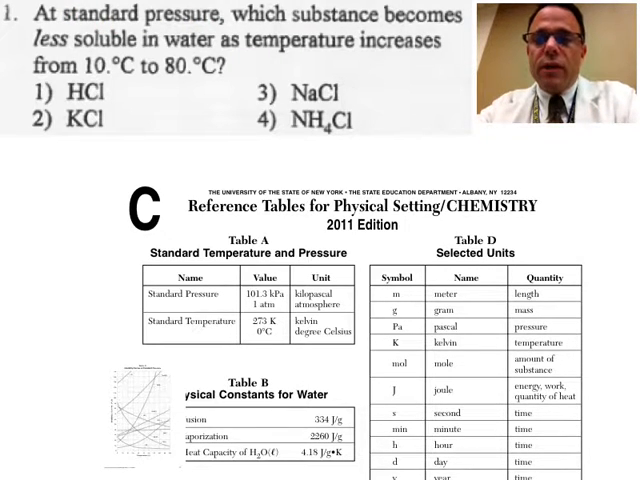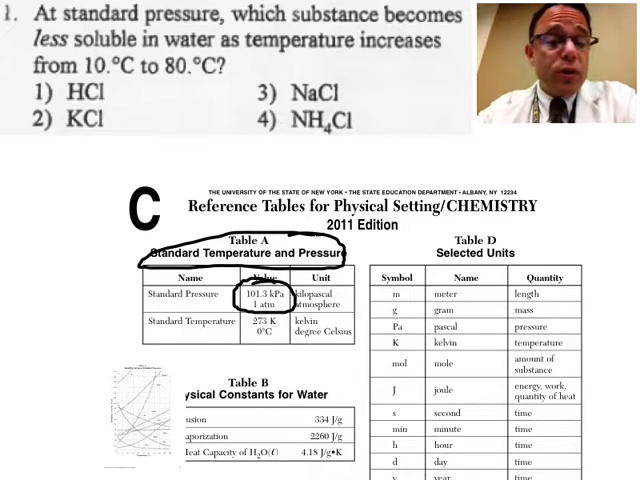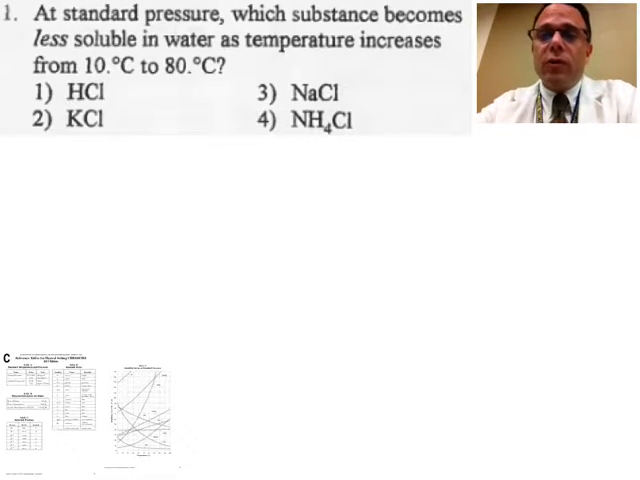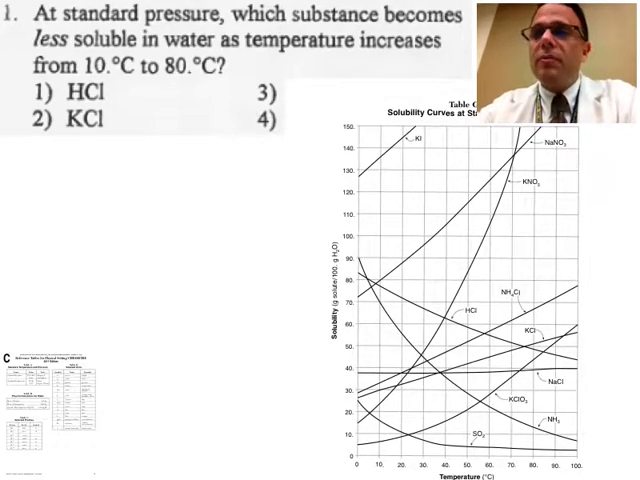Here on our reference table, we have standard temperature and pressure, and standard pressure could either be 101.3 kilopascal or 1 atmosphere. They are the same thing, just different units, just like 500 pennies is $1. Okay, so now that we identified what that is about, let's take a look at the problem.